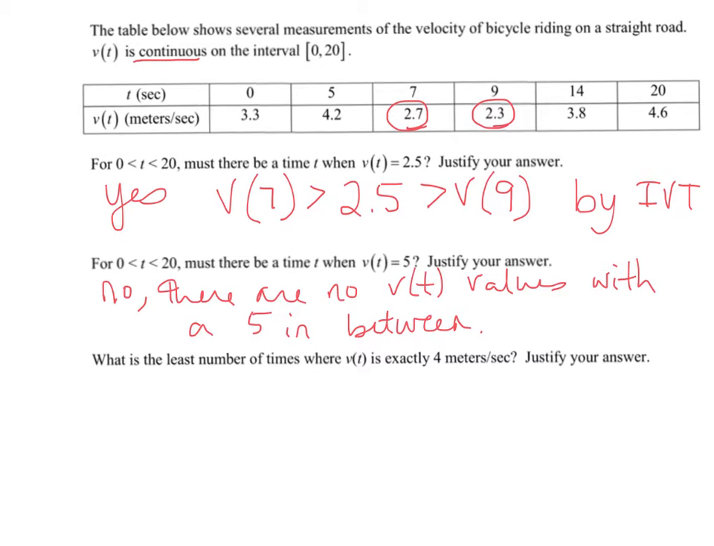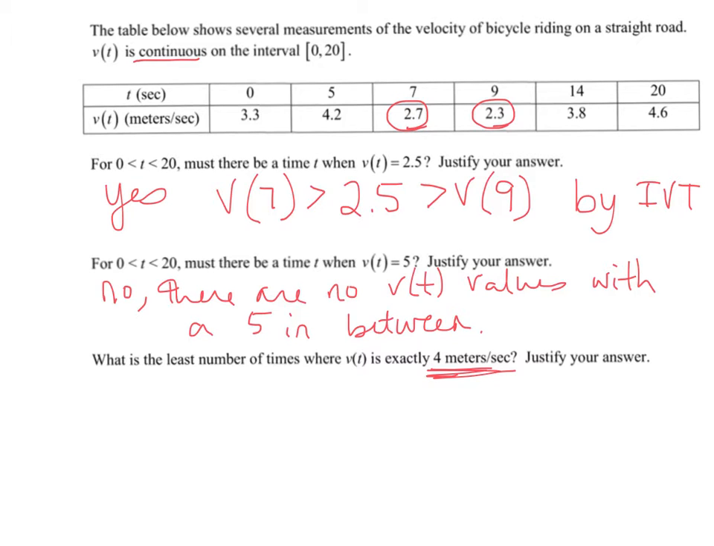Okay, what is the least number of times where v of t is exactly 4 meters per second? So what is the least number of times that we are going to for sure reach a velocity of 4 meters per second? All right, so if I look here, I have to find every time where there are two velocity outputs that have a 4 in between them. So how many times does that happen?